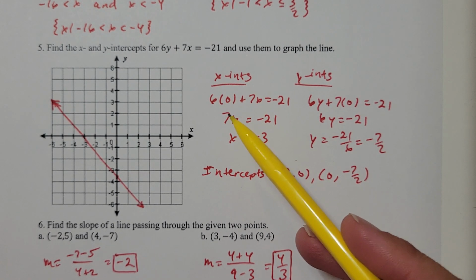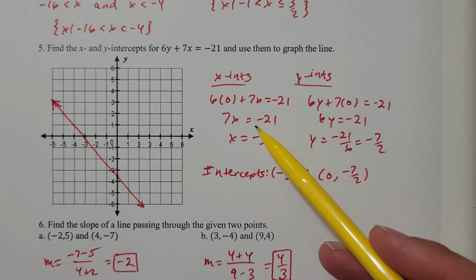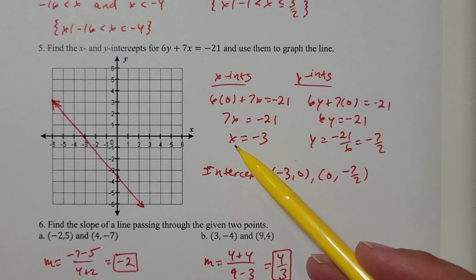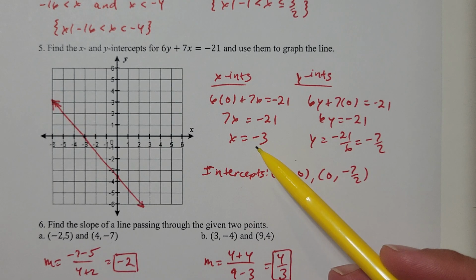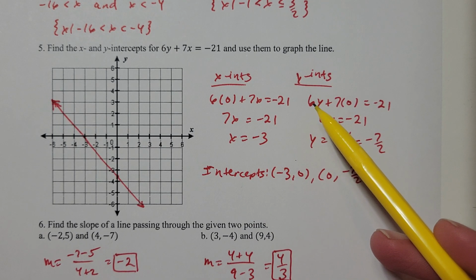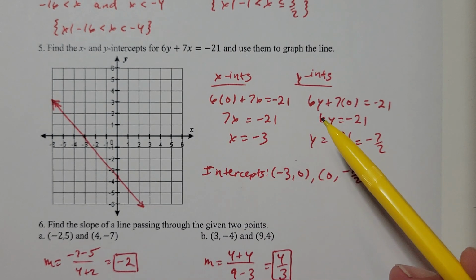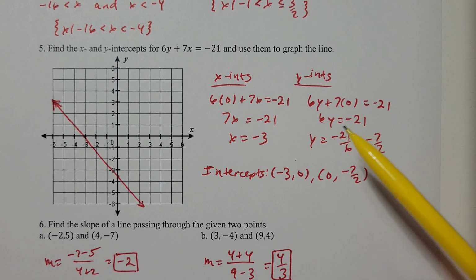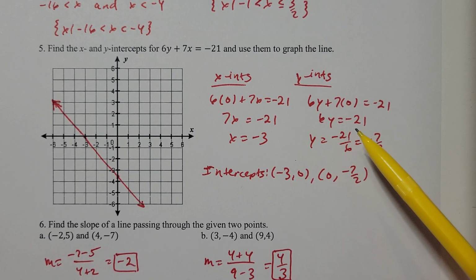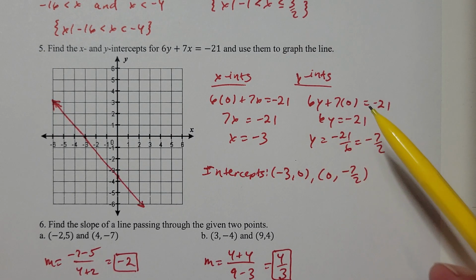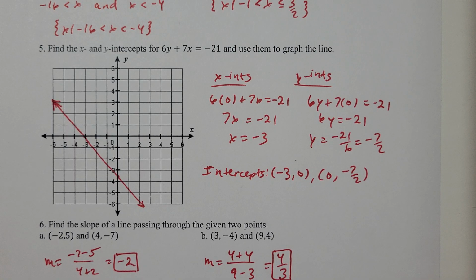Okay, so to get the x-intercepts, let y be 0. Okay, 6 times 0 is 0. And 7x equals negative 21, divided by 7. So x would be negative 3. Over here, to get the y-intercepts, let x be 0. 7 times 0 is 0. And you've got 6y equals negative 21, divided by 6. So y would be negative 21 over 6, and that reduces to negative 7 halves.